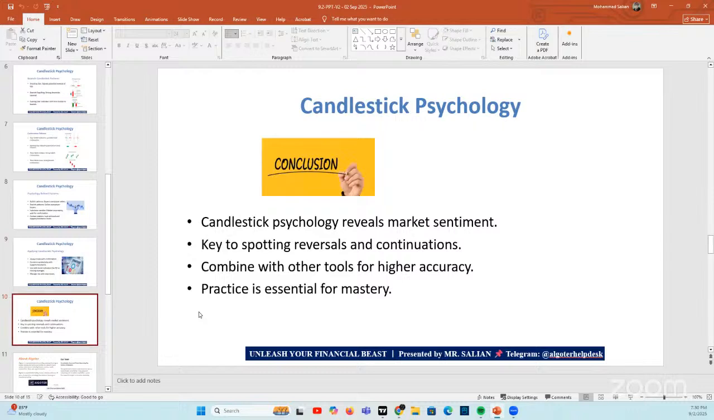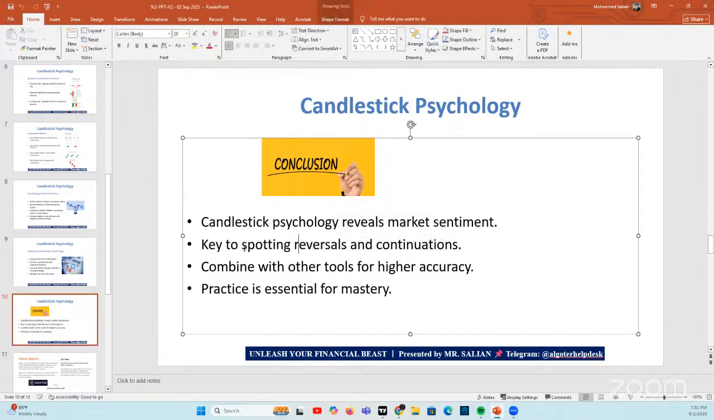So the conclusion: candlestick psychology reveals market sentiment. Okay, when you see those kinds of candlestick patterns, it means it's either going to the upside or to the downside. So key to spotting reversals and continuations. Yes, spotting the reversals is very important because we want to be there at the reversal point where the trend will reverse, right? And to catch them and have more pips along the way. That's all the reason behind that.